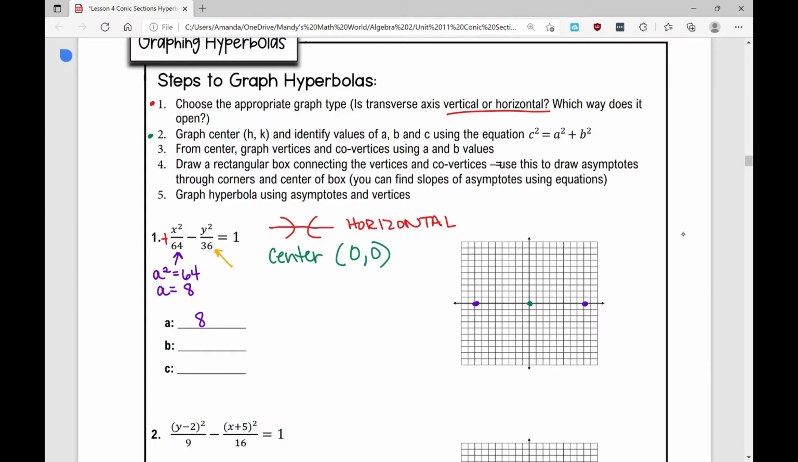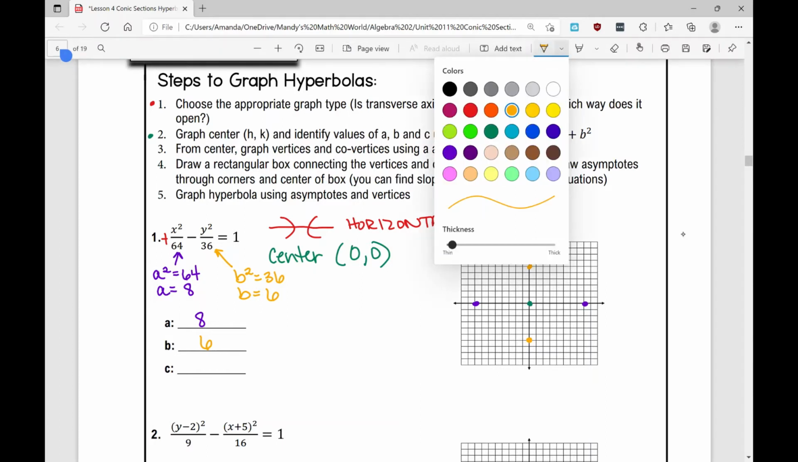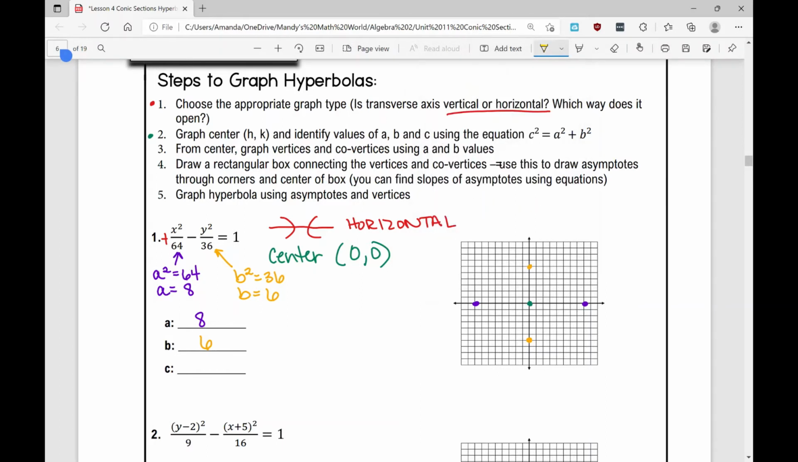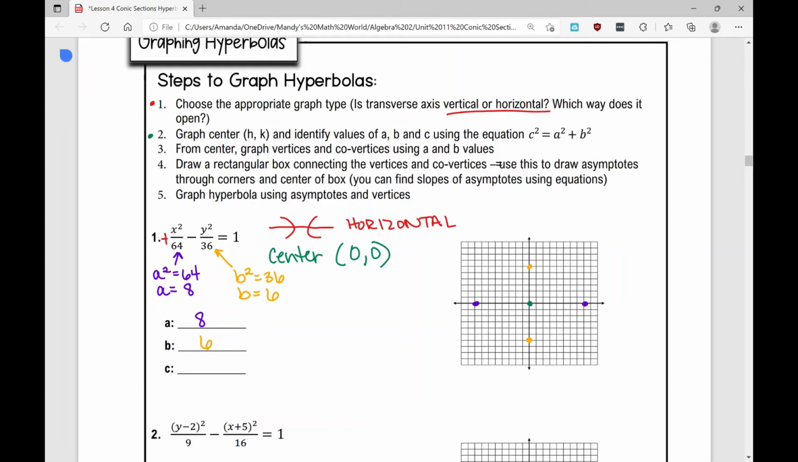This right here is b squared, which is 36. If b squared is 36, then b equals 6, which means from that center point, I'm going to go up 1, 2, 3, 4, 5, 6 units, and down 1, 2, 3, 4, 5, 6 units. And we're going to look at finding c after we do our graphing, because we have to graph our asymptotes to decide exactly how to draw our hyperbola.